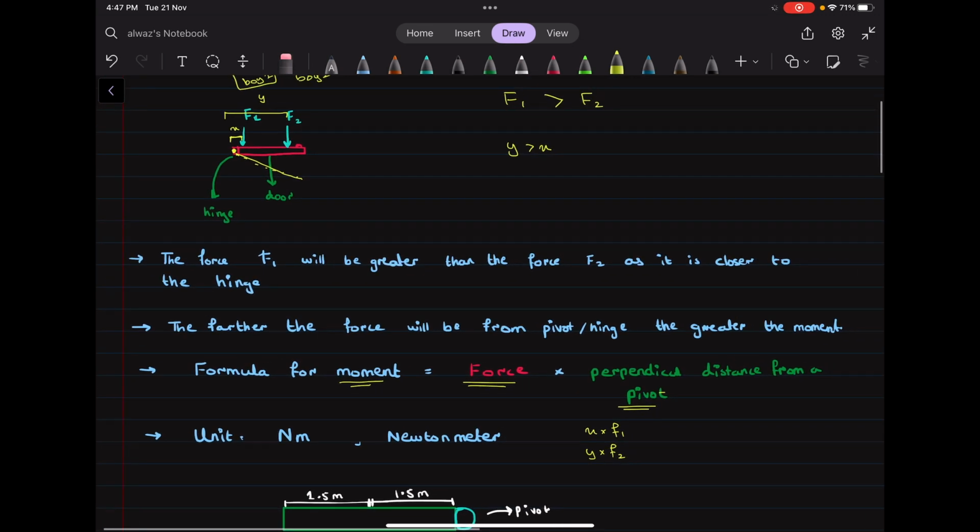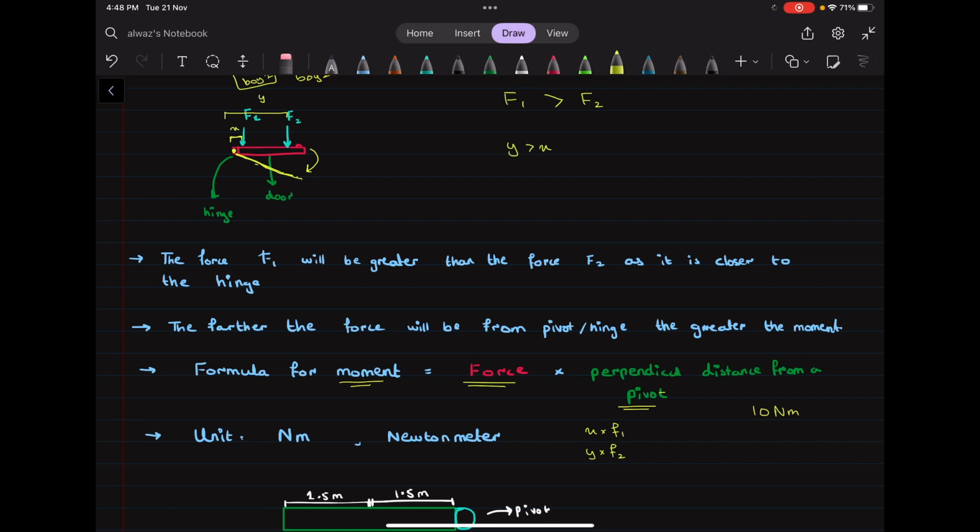Now we want to put the door in this position right here, and this position is equal for both boy 1 and boy 2, so they both need an equal amount of moment. But the problem is that boy 1 has a different perpendicular distance from the pivot than boy 2. Now how does this affect the force that they need to apply? So for example, the moment needed to put the door from here to here is 10 Newton meters.